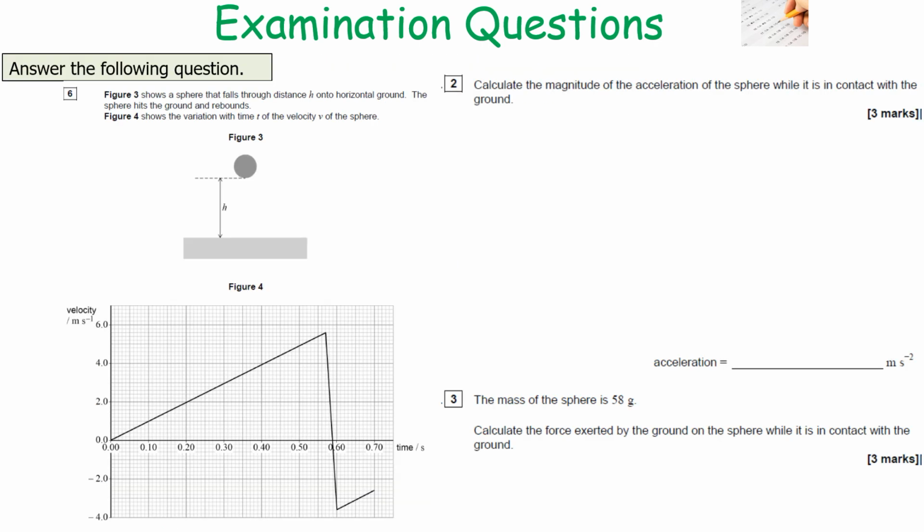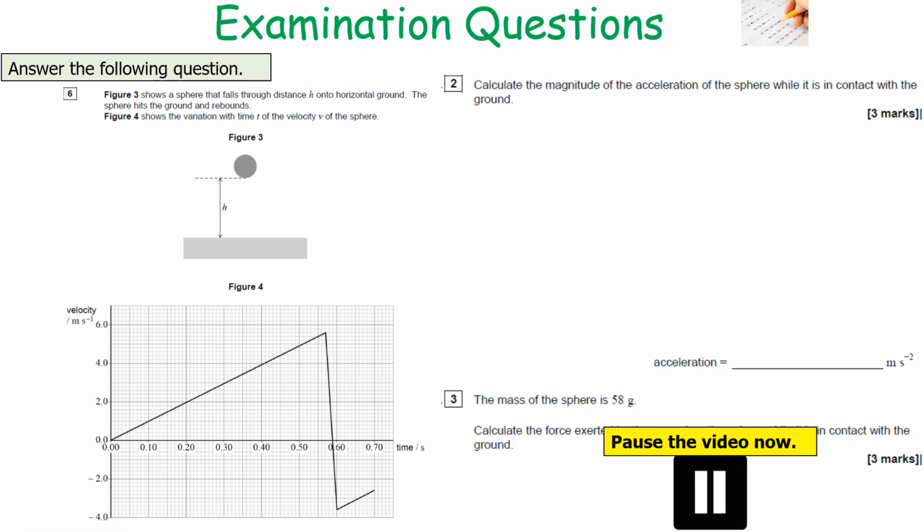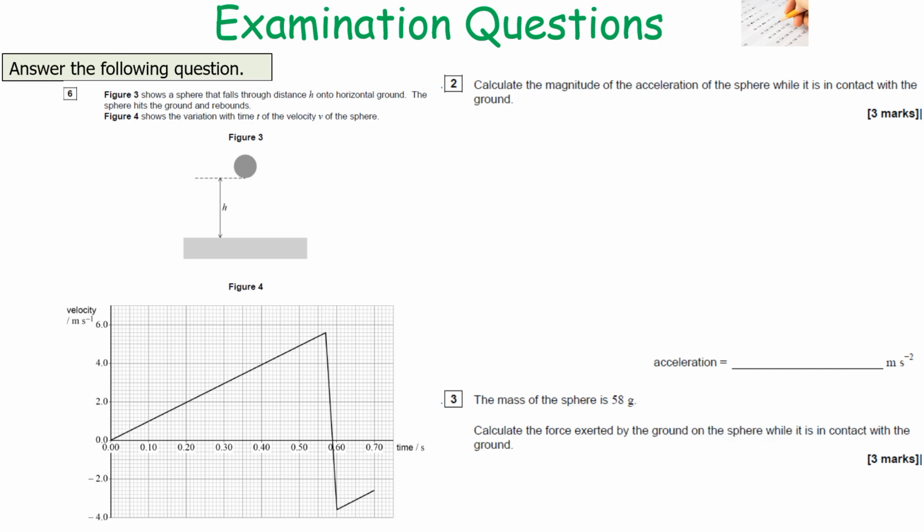Right, our next question says, calculate the magnitude of the acceleration of the sphere whilst it is in contact with the ground. Then the mass of the sphere is 58 grams. Calculate the force exerted by the ground on the sphere while it is in contact with the ground. Pause the video now, then unpause the video when you want to go through your answer. Right, so how do you work out this first particular question?